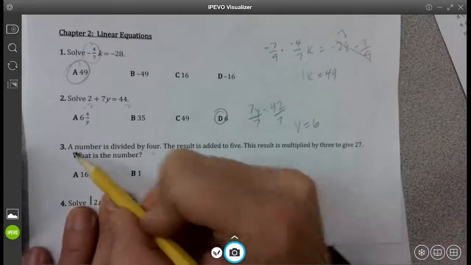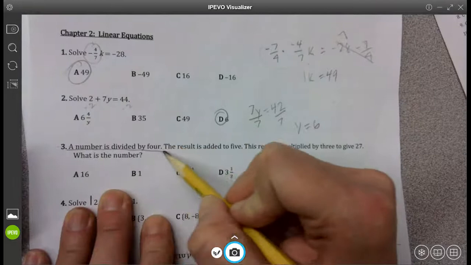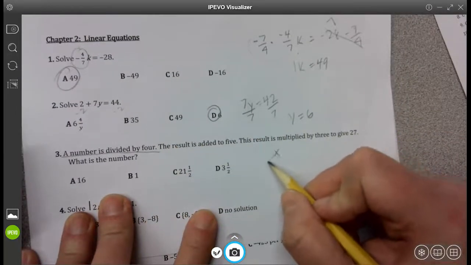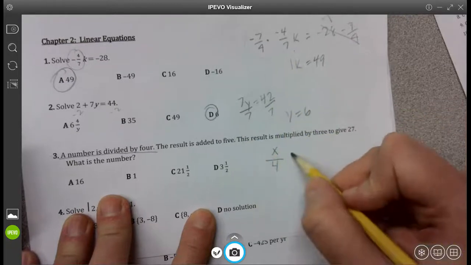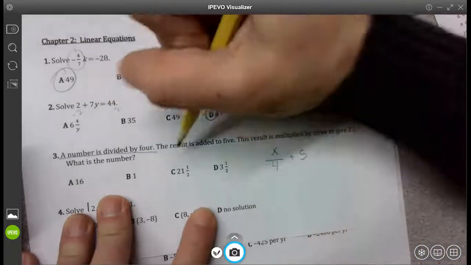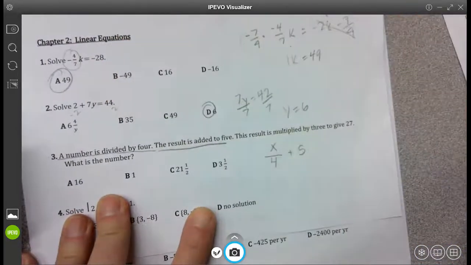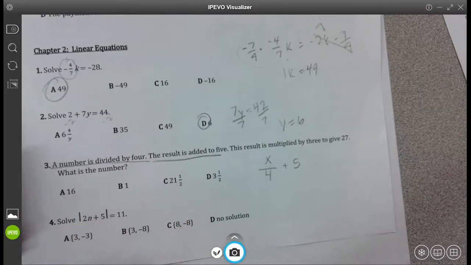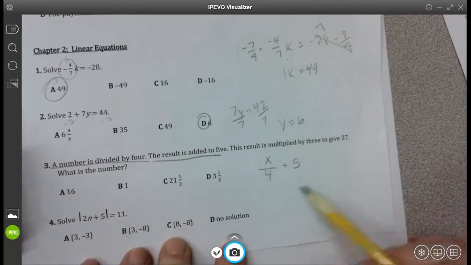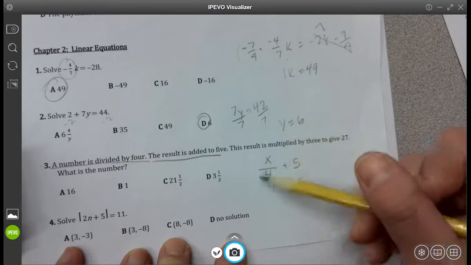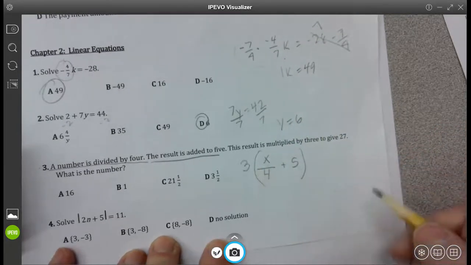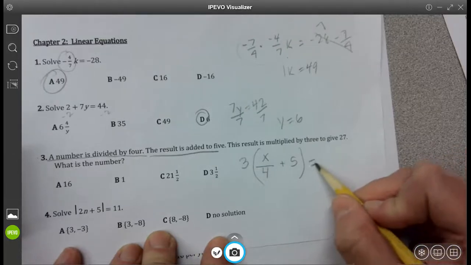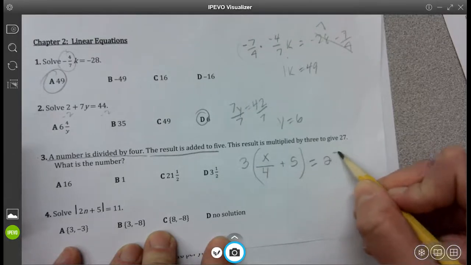Number 3, a number is divided by 4. The result is added to 5. You're just deciphering. You're translating a chunk at a time. This result is multiplied by 3. So this whole fat thing is multiplied by 3 to give equals 27.